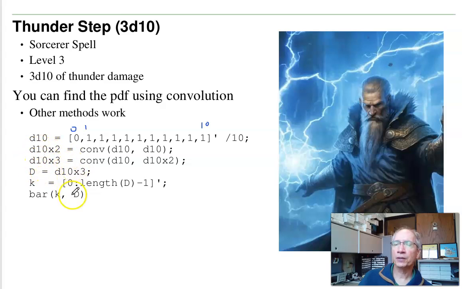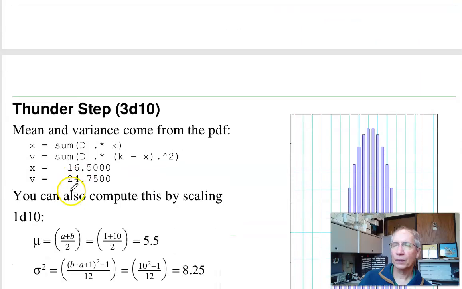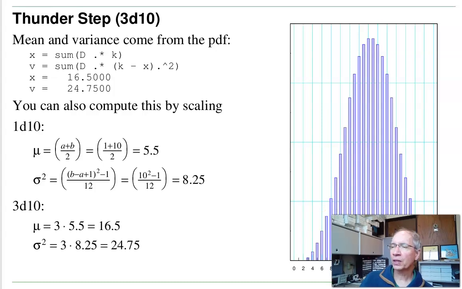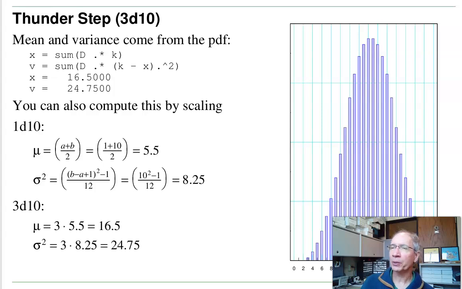If I do a bar chart, here's what that looks like. And again, I've got this bell-shaped curve. That's with only adding 3 dice. That's the central limit theorem. One more time. I keep on getting that bell-shaped curve. That's a normal distribution. That's something we'll be talking about later. A really important distribution.